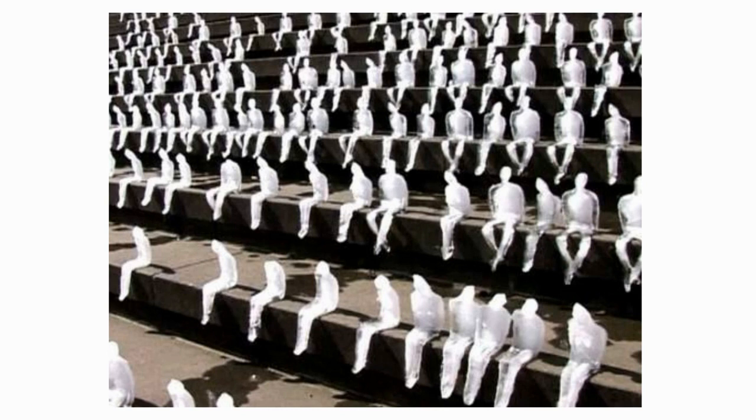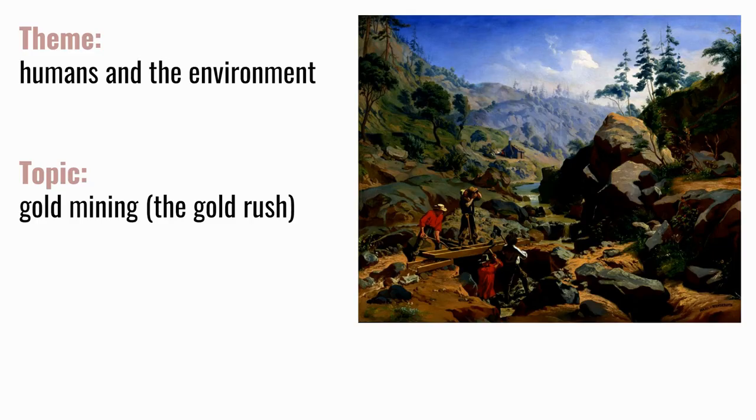This is an installation. So these are ice sculptures made to look like humans sitting on steps. And these were installed in a square in Germany during a season when the artist knew that the sculptures would melt. And that was the artist's intent, is that the sculptures melt. So the theme we could say is humans and the environment.